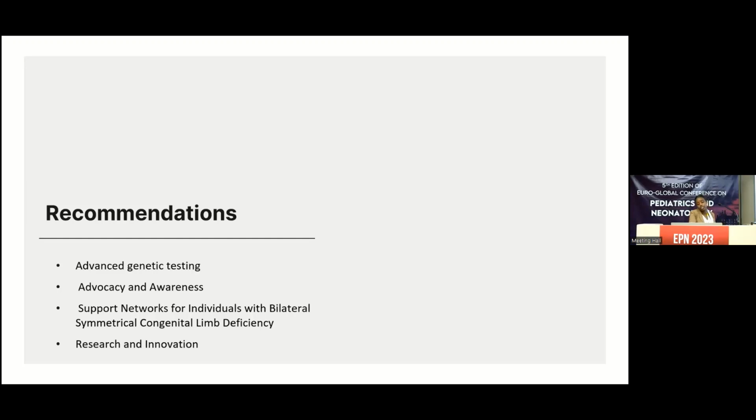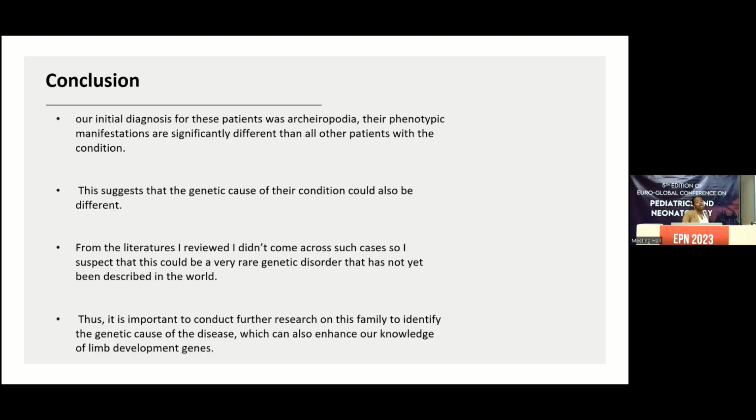These are the recommendations: advancing genetic testing and creating advocacy so they can have a supportive and safe environment. We have to work on research and innovations. And in conclusion, these sisters were born from the same biological parents with transverse upper and lower limb deficiencies. And even though our initial diagnosis for these patients was acheiropodia, their phenotypic manifestations are significantly different from all other patients with this condition. And this suggests that the genetic cause of their condition could be different.